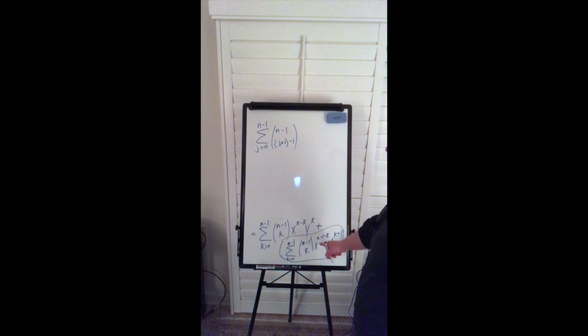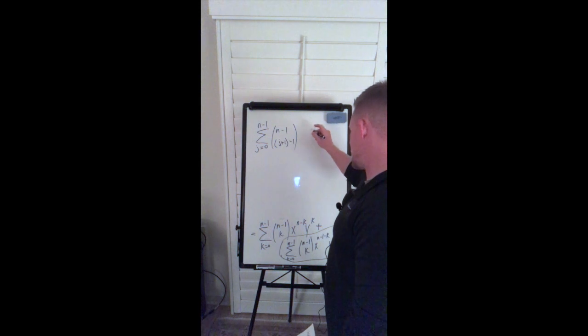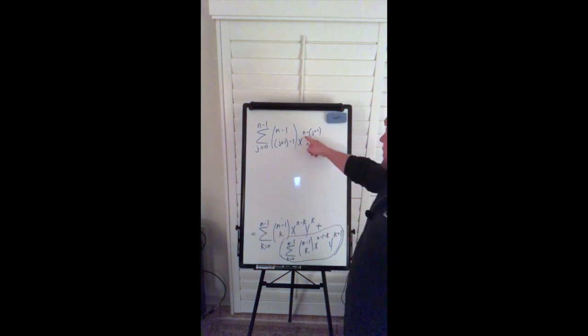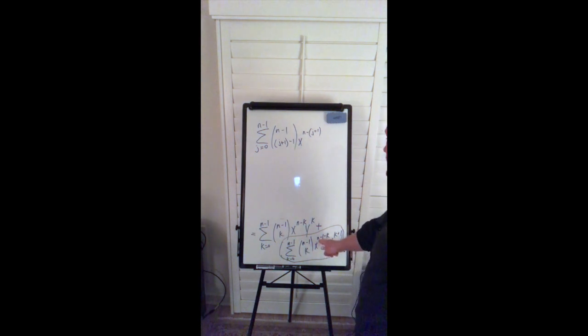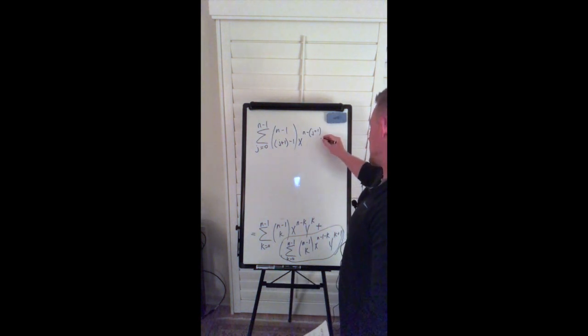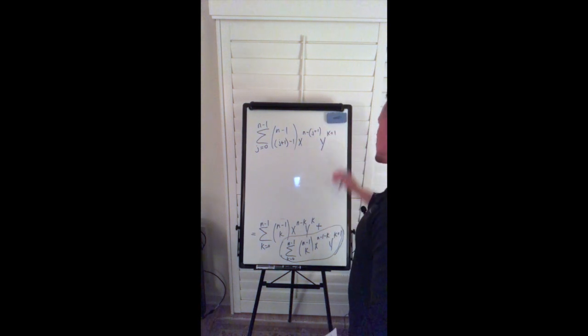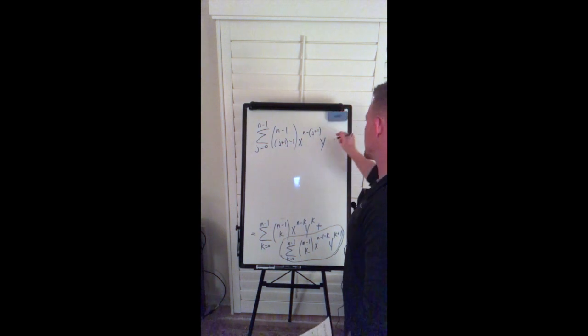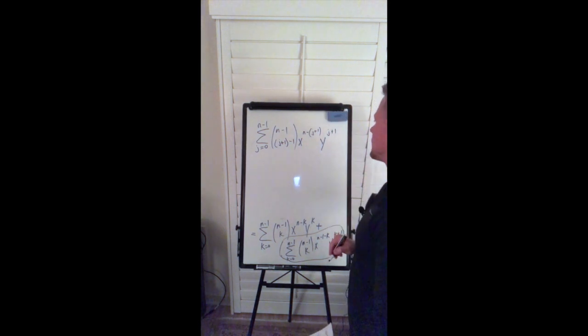And then here we have x to the n minus 1 minus k. We can write that a little bit differently. We can do x to the n minus j plus 1. Right? Because that would be n minus j minus 1, which is n minus 1 minus k, which is now j. And then finally we're left with y to the k plus 1. Sorry, not k, j. J plus 1.